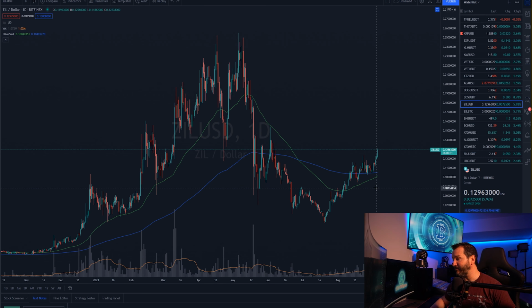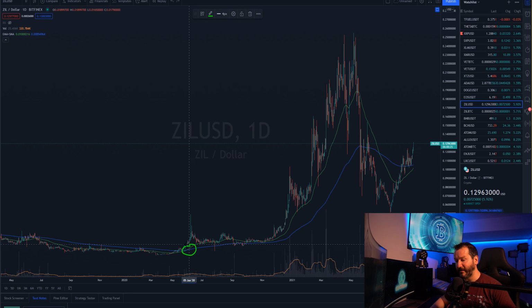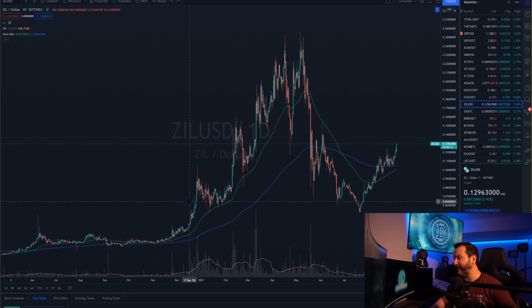I think that's actually quite probable. And as we can see, last time we got a golden cross on ZIL was back here. And it went sideways for a bit. So it's not necessarily a good timing indicator, but it does let you know that it's probable that over time, well, look what Zilliqa went on to do. So I'm not going to hate on any golden crosses.